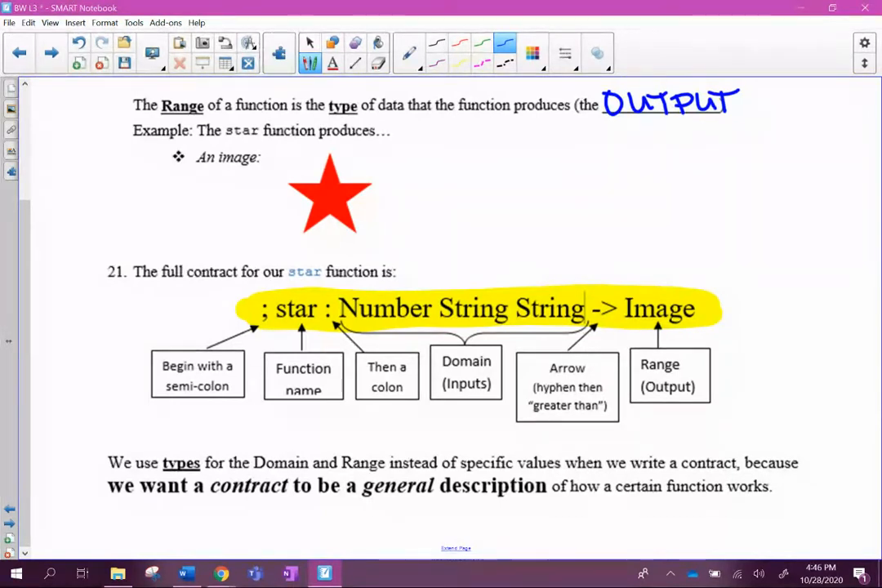So we use types for the domain and range instead of specific values when we write a contract, because we want a contract to be a general description of how a certain function works.